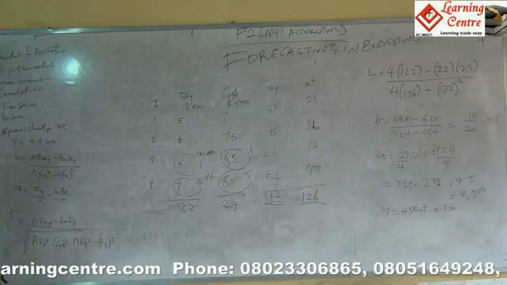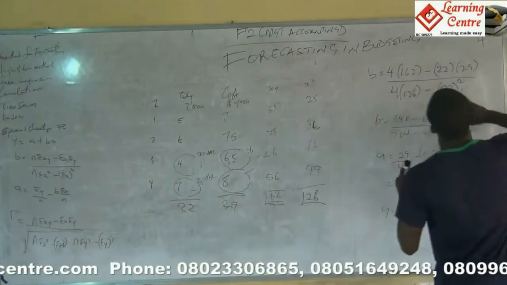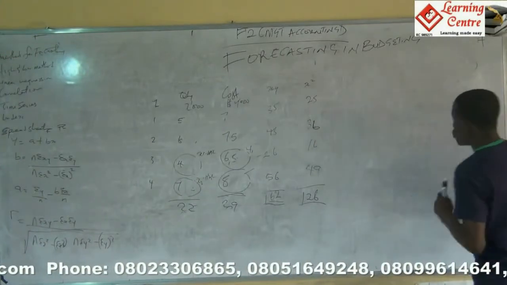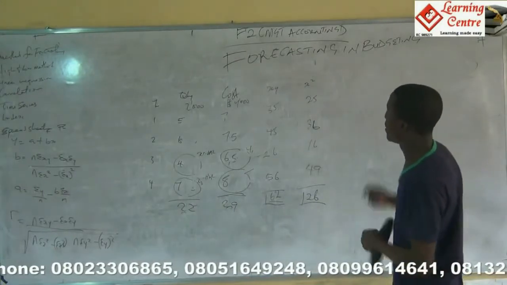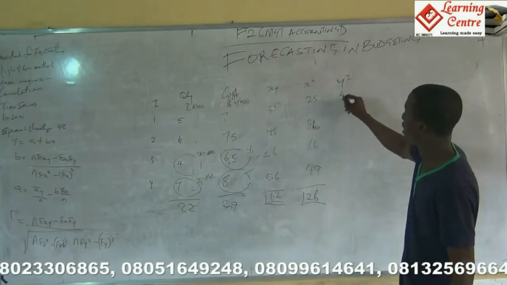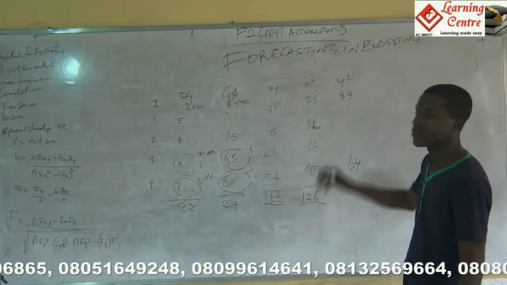Now, if I have to use the correlation coefficient for this question, you see what will happen. Let's see. To use the correlation coefficient, I need an extra y square, right? Y square here would be what? 49, 64, 100.